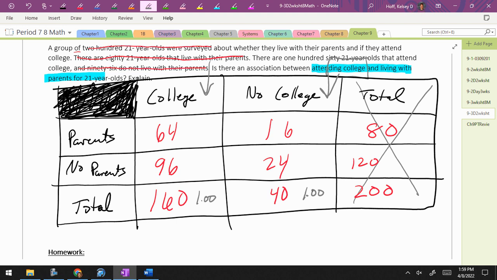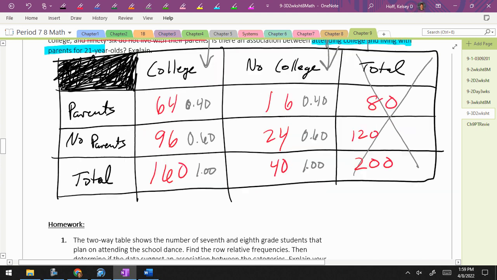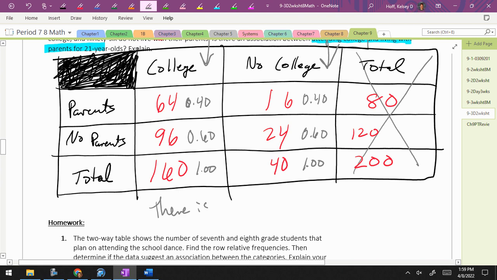College and parents, 0.40. College and no parents. No college and parents. And no college, no parents. So, is there an association? No. There is no association between going to college and living with parents.